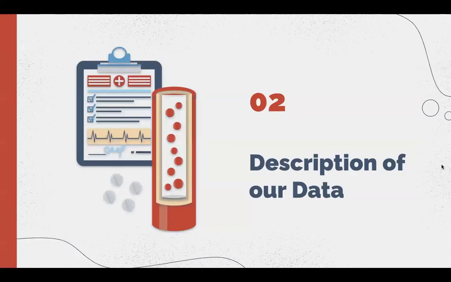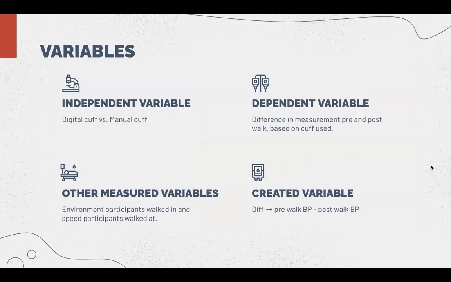Okay, so part 2 of our project is the description of our data. For our variables, our data consisted of 2 independent variables, which were the digital versus manual cuff that measures blood pressure. Our dependent variable was the difference in measurement pre and post walk based on the cuff used. Our other measured variables were the environment that the participants walked in and the speed that the participants walked at. And lastly, for our creative variable, we calculated the difference between pre-walk blood pressure and post-walk blood pressure.